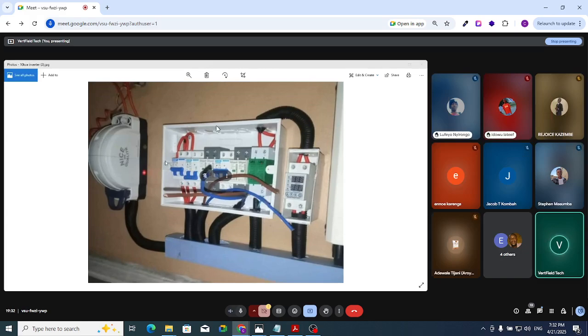So you can see everything here right now. So this box is basically for safety and protection of your solar system.